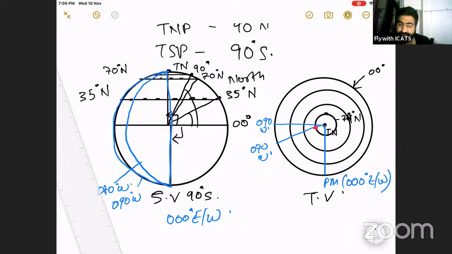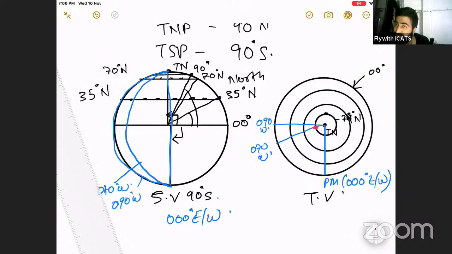One more point, right? Lines joining places of zero variation are called agonic lines. A-G-O-N-I-C. Now these questions keep coming in the exams. Lines joining places of zero variation. It means places where your true direction and your magnetic direction are the same.